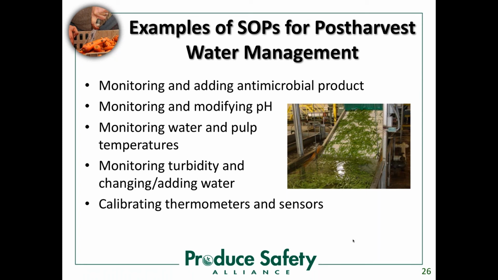So what are some SOPs for post-harvest management? As we said, we're going to put that in our handout box, and it will be posted by the end of the week. But they're all types of things that we need to do there. Monitor and adding of microbial products. The same with monitoring and modifying pH, water and pulp temperatures. That's a big one. Water and pulp temperatures. I bet most of us have never thought about taking the pulp temperature of our produce when we pick it. We just pick it and rinse it off.